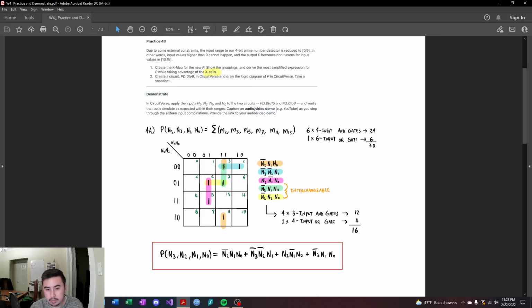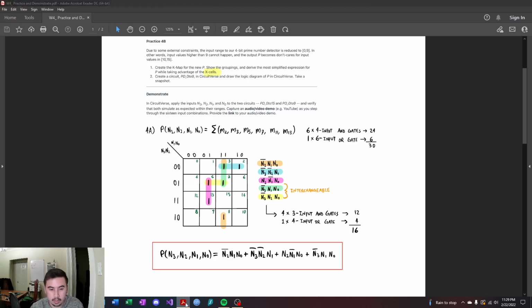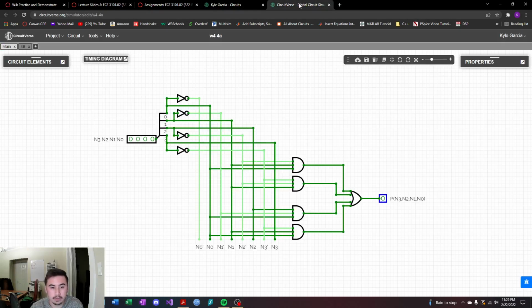So we're able to group these ones together, and we can create the function as such. In this case, I take out the yellow one, and I keep the green one. That way I only have 4 terms. So now we can go on to the Circuitverse simulation.